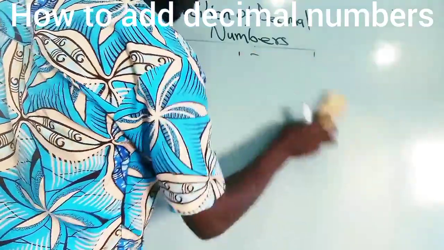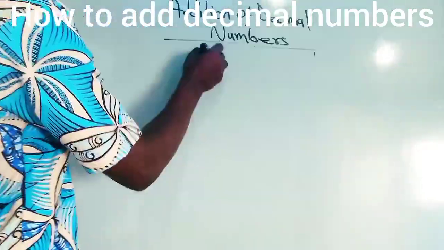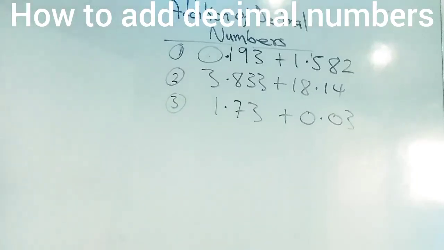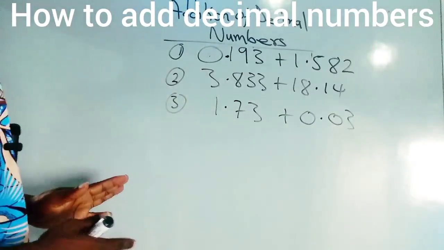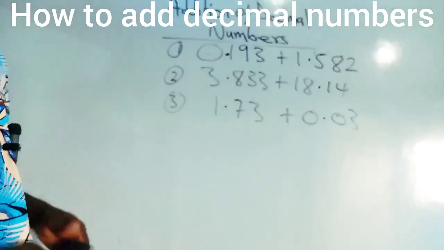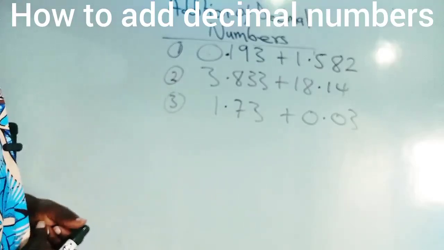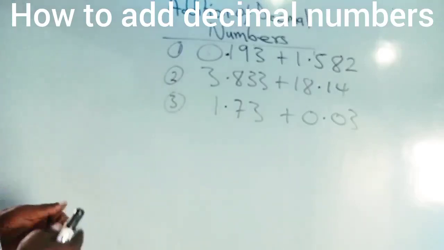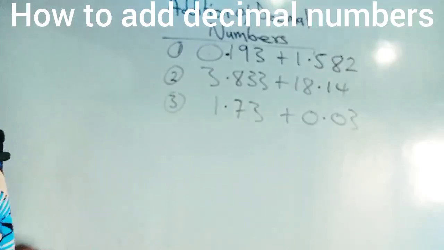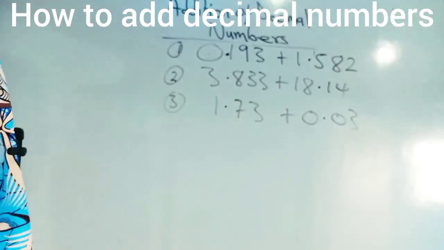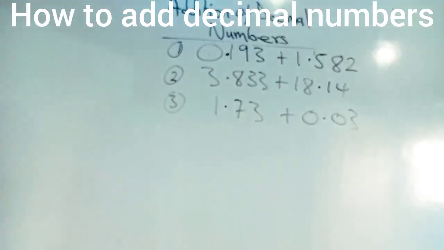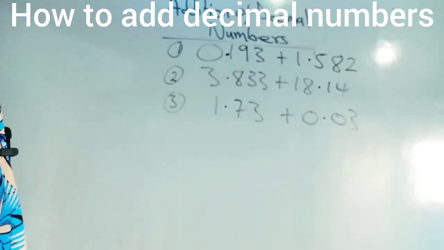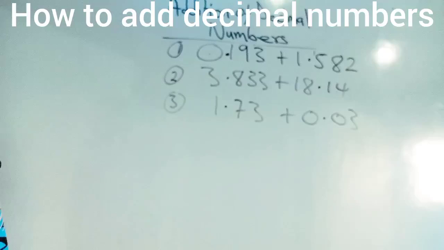Solve these examples on your own. Alright, so solve these questions. They are your assignments. Assignment number 1, 0.193 plus 1.582. Assignment number 2, 3.833 plus 18.14. Assignment number 3, 1.73 plus 0.03.